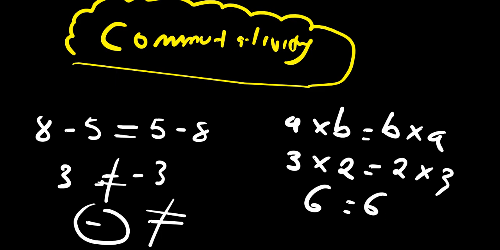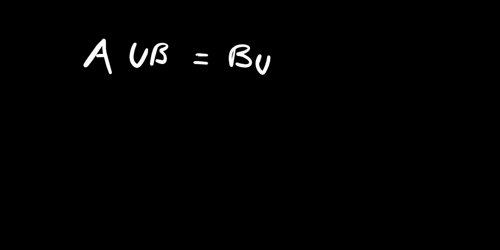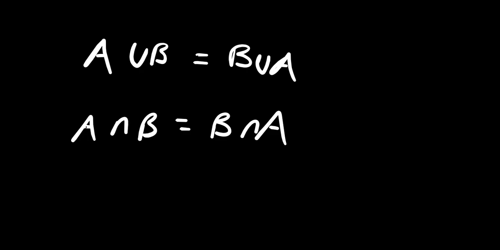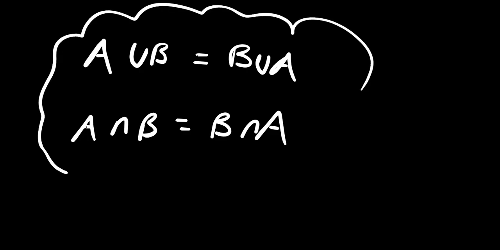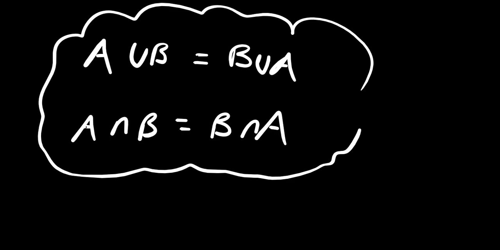Then what about the set union and the set intersection? If you say you have A union B, is it the same as B union A? And if we say also on the intersection, if we say A intersection B, is it the same as B intersection A? So even these ones you find are also commutative.